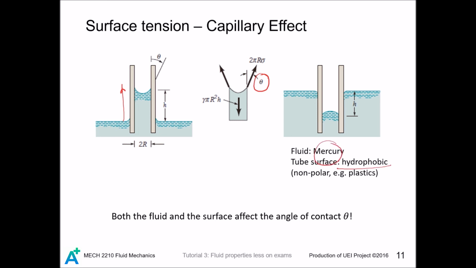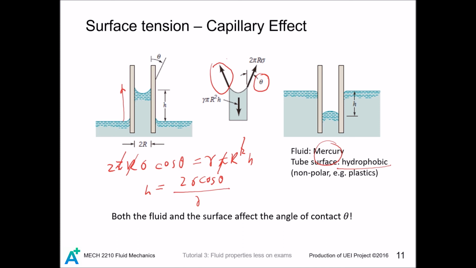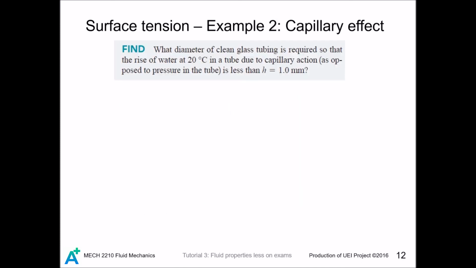It is also possible to find h by force balance. The vertical component of these upward forces is given by 2 pi r sigma cosine theta, and that equals gamma pi r square h. And we cancel out all the common terms. So we have h equals 2 sigma cosine theta divided by gamma r. So we do a quick example from the book for this.